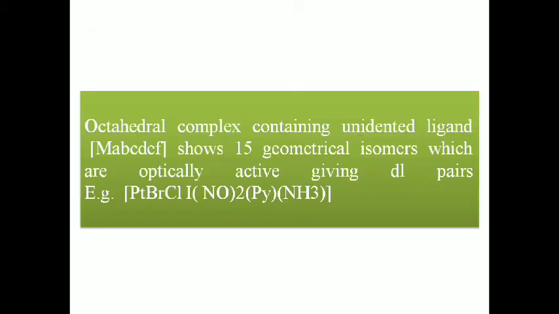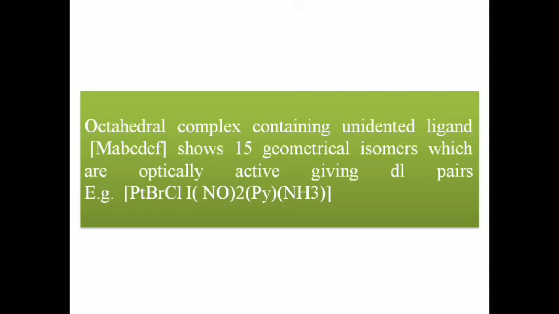Octahedral complex containing unidentate ligands. This is one of the different types of ligands. In an octahedral complex, there are six different types of ligands, that is M, A, B, C, D, E, F, which shows 15 types of geometrical isomers, which are optically active and give DL pairs.